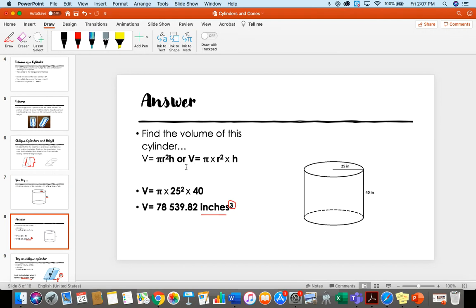I put both formulas up there too, and I use the multiplying symbol because it makes more sense to me to show it to you. For pi, we can use the pi button, or we could use 3.14. We substituted r, our radius is 25, and we have to square it as well, and then our height is 40. If you multiply this all in a calculator, you're going to get approximately 78,539.82 inches cubed. Your answer depends on whether you use the pi button or plug in 3.14. They're just a few digits off, but both are completely correct.